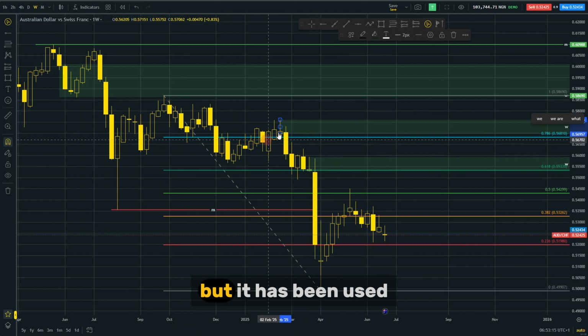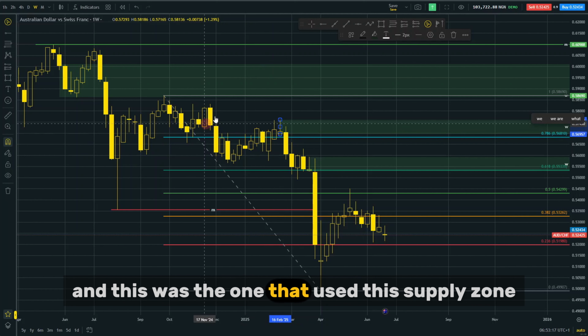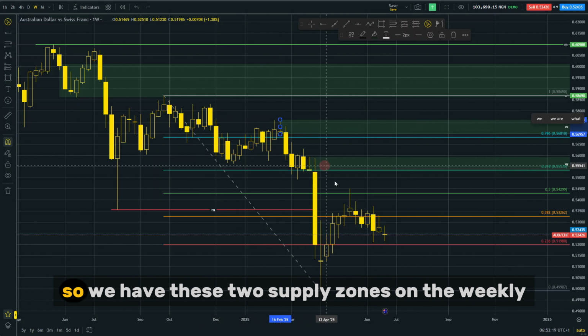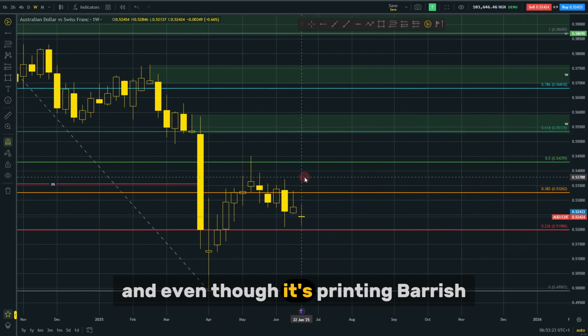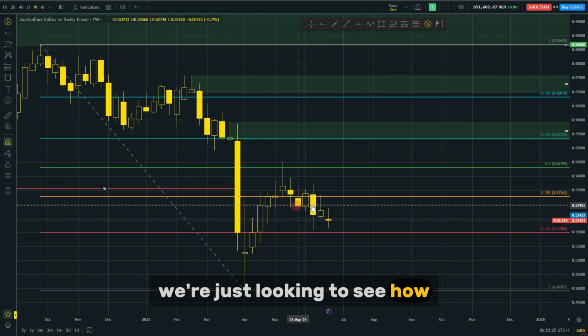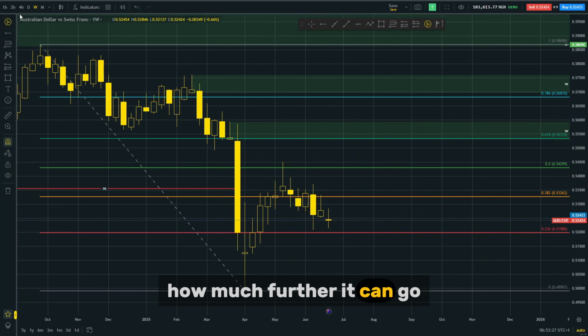This would have been there, but it has been used, and this was the one that used this supply zone. So we have these two supply zones on the weekly, and even though it's printing bearish, we're just looking to see how much further it can go. On the daily, following the last leg, obviously, remember this is the last leg all the way down here.